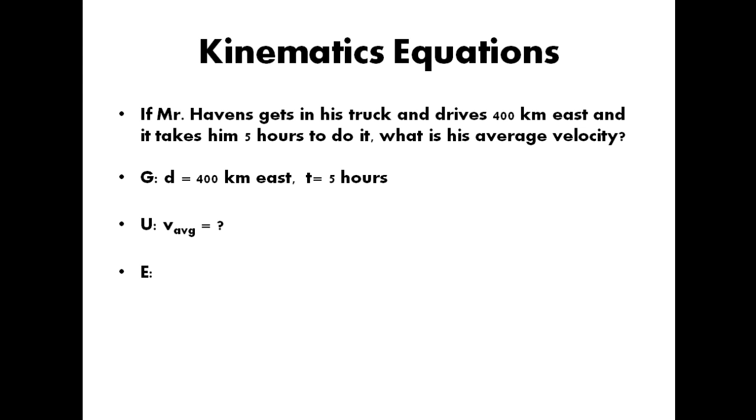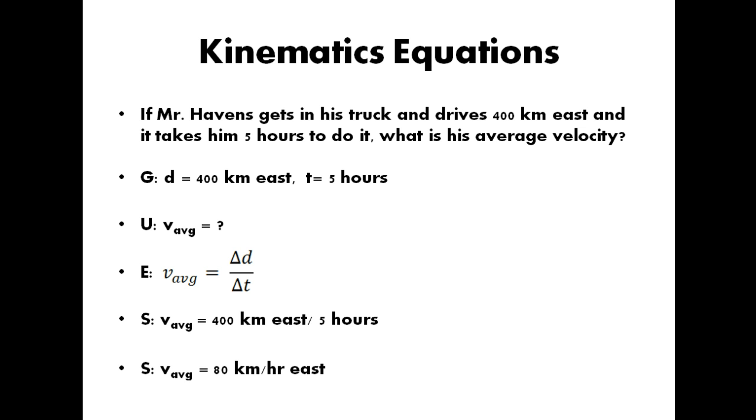The equation we're going to use is the one we learned earlier. Velocity average is equal to change in displacement over change in time. So our average velocity is equal to 400 kilometers east divided by 5 hours. That's our time. And that gives us an average velocity of 80 kilometers per hour east. Don't forget the direction, because this is a vector and it needs a direction. So that's how we use our first kinematics equation. That's the easiest one to use.